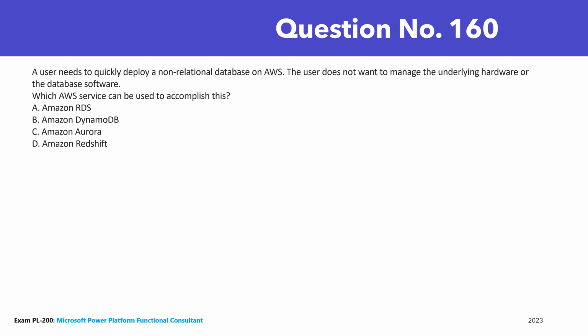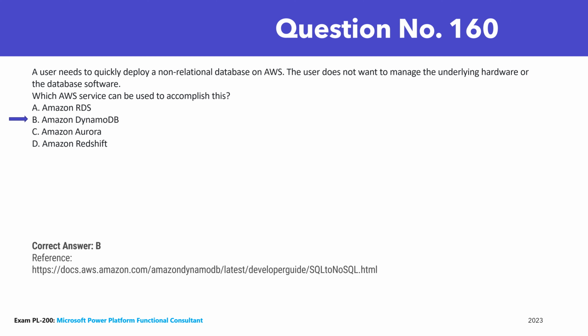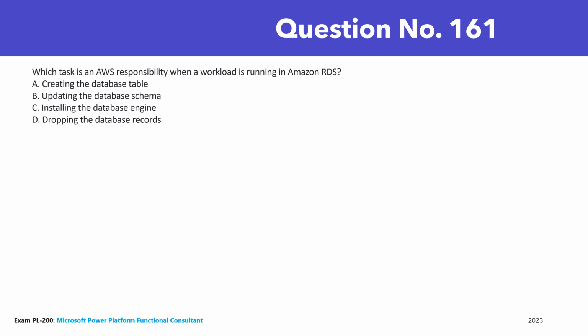A user needs to quickly deploy a non-relational database on AWS. The user does not want to manage the underlying hardware or the database software. Which AWS service can be used to accomplish this? A. Amazon RDS. B. Amazon DynamoDB. C. Amazon Aurora. D. Amazon Redshift. Correct answer, B.